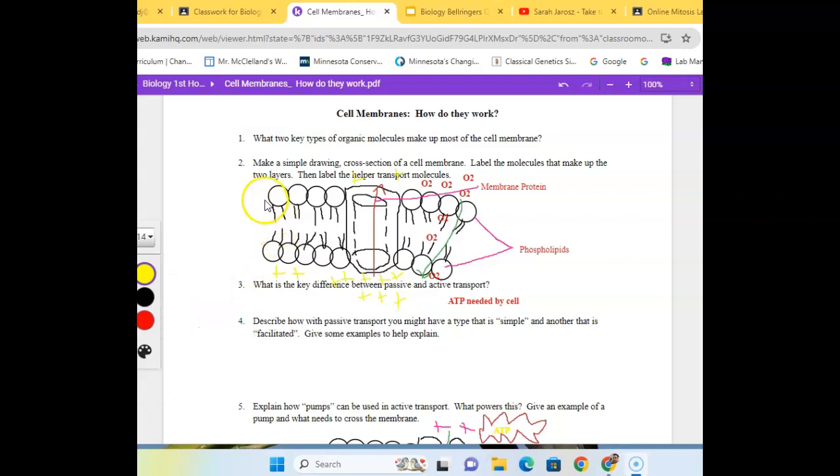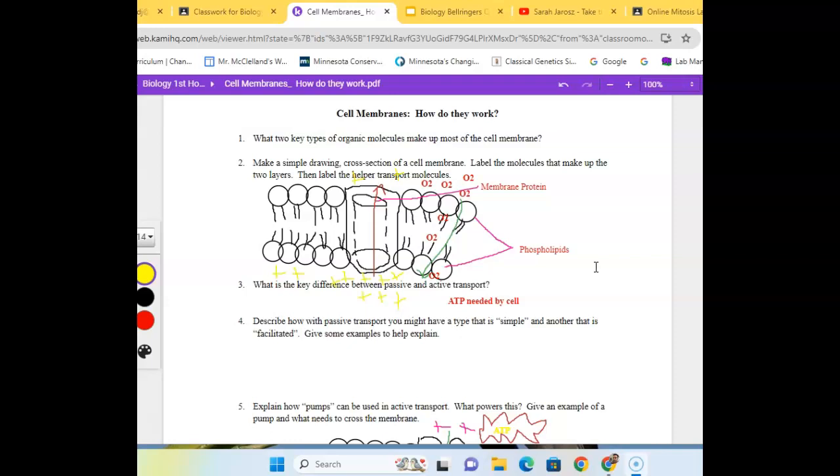A cell membrane is made of 2 layers. This is one layer, this is another layer. And the 2 layers are formed based on a special type of molecule. There's a special type of lipid called a phospholipid. A phospholipid is a little molecule with a circle head and 2 tails coming off it. Fatty acid tails is what they're called. And that forms the bulk of the cell membrane structure.